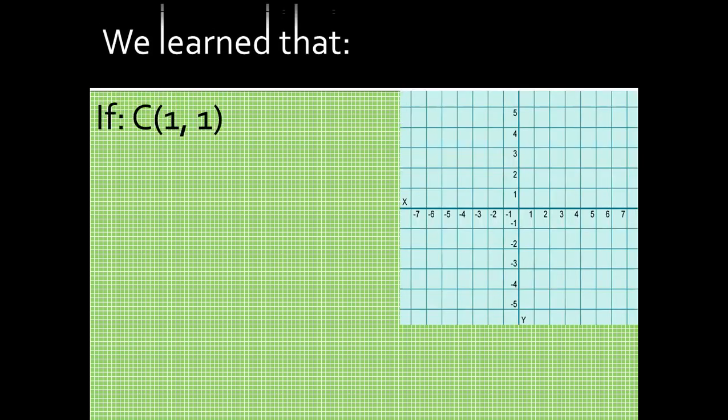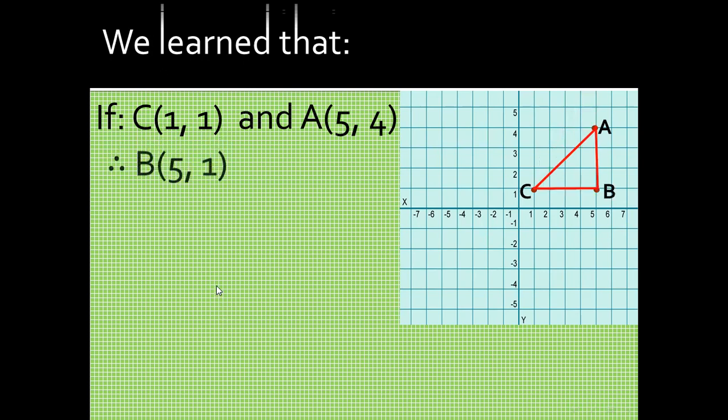At first, if we have this lattice, and point C is the ordered pair (1, 1), point A is (5, 4), and we know that each point on the lattice is represented by only one ordered pair, x and y, and B is (5, 1).